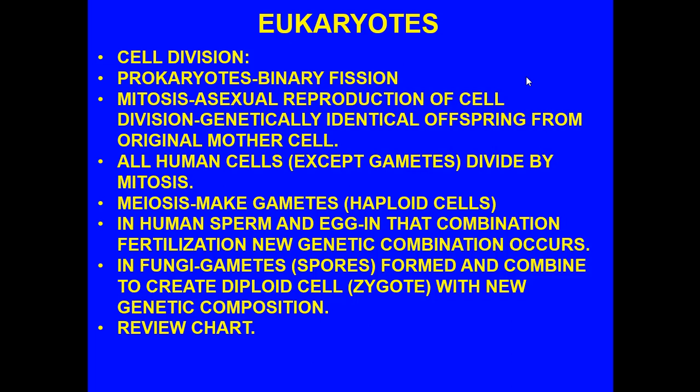Now, with meiosis, though, this is where you make gametes, in other words, haploid cells. For example, in humans, you have sperm and egg. And when they combine, this is fertilization. We have the formation of a zygote. A new genetic combination occurs. In fungi, they don't use the term gametes, sperm and egg. They use the term gametes in the sense of spores. The spores are formed, and they combine to create a new diploid cell, a zygote, with new genetic composition.